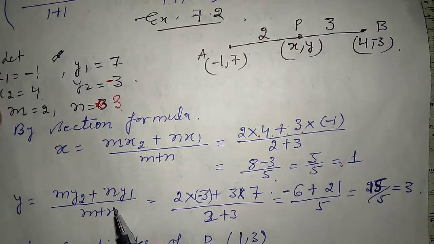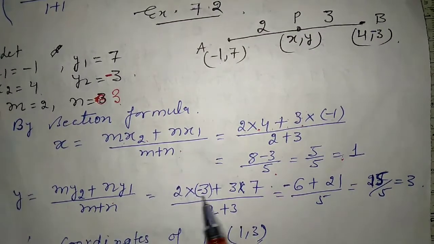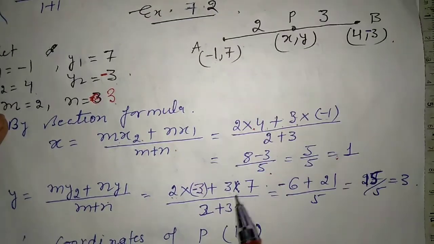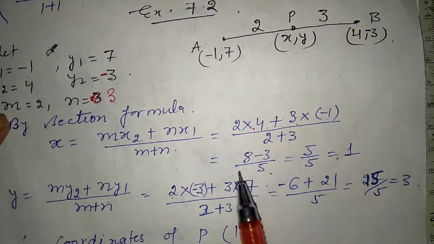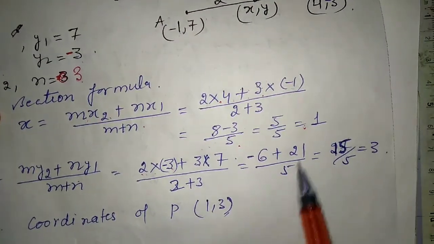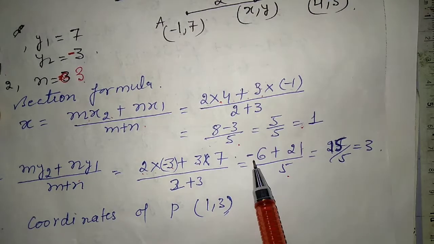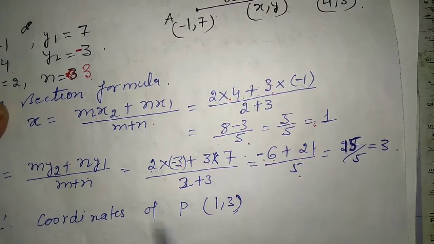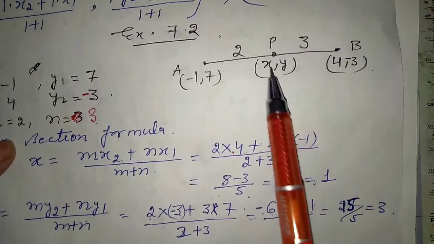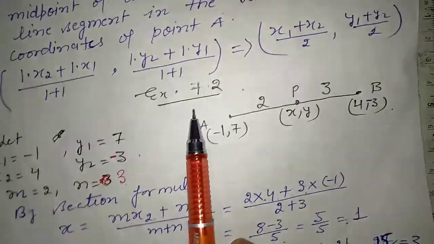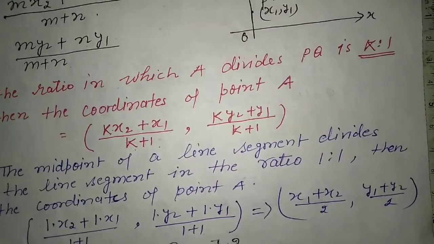Similarly we can find y also. It is 2 into y2, where y2 is -3, plus 3 into y1, upon m plus n. So -6 plus 21 upon 5, which is 15 upon 5, that is 3. So the coordinates of P are 1 and 3. This is the first question we have done.